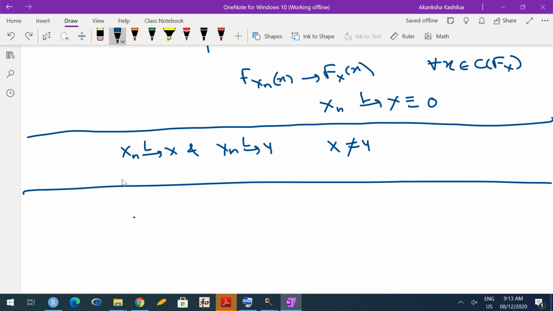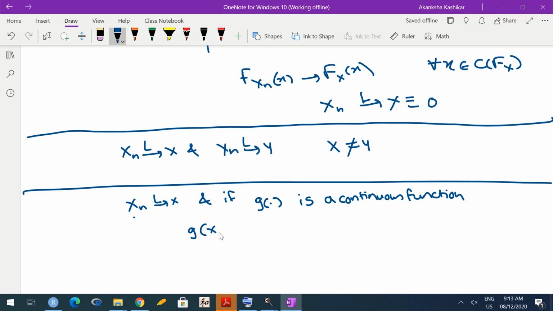However, some of the results do get carried over to convergence in law. One such result is the invariance under continuous transformation. So if Xn converges to X in law and if g is a continuous function, then g(Xn) converges to g(X) in law. This is an important result and it has a lot of applications, especially when we are doing asymptotic inference.